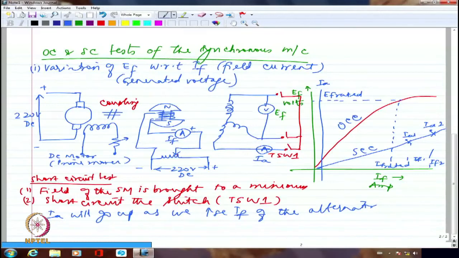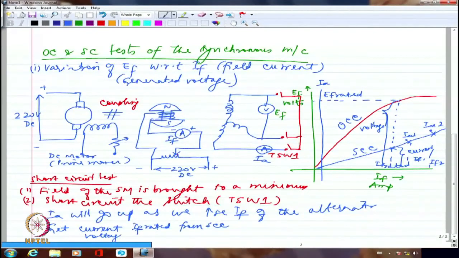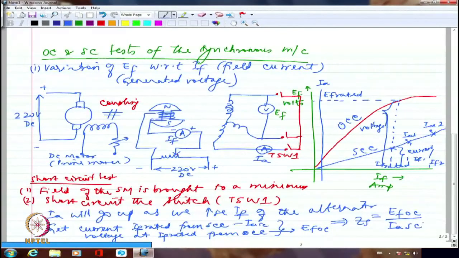Now at rated value of field current, which is corresponding to rated generated EMF at open circuit condition, I would like to measure what is the current and what is the total voltage. So this is voltage, whereas this is current. So get current at IF rated from SCC, voltage at IF rated from OCC. So I have got both. So let me say this is IASC. Let me call this as EFOC. So I can call ZS is equal to EFOC divided by IASC.